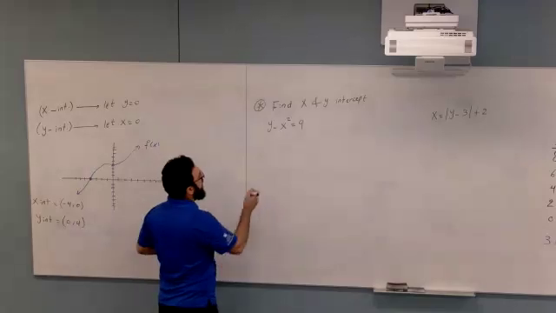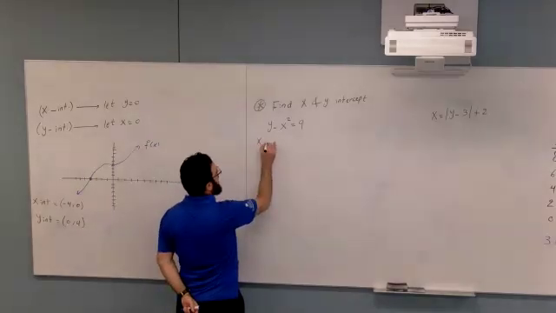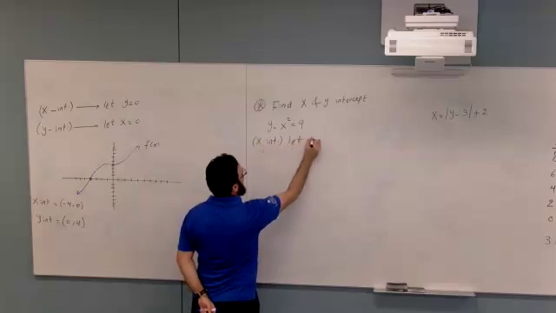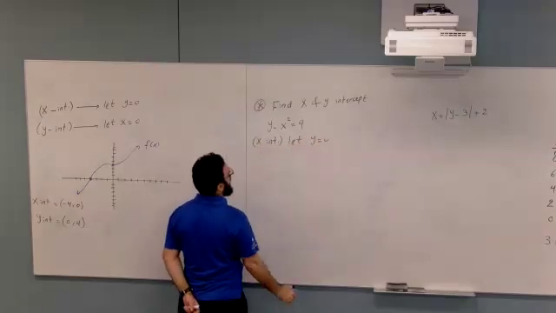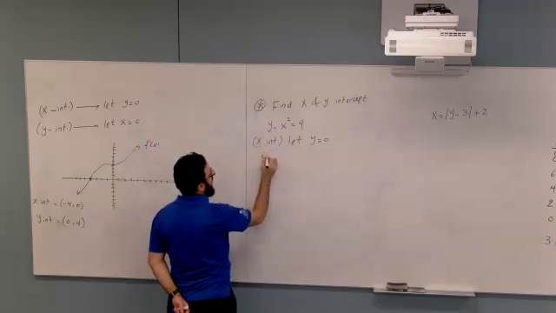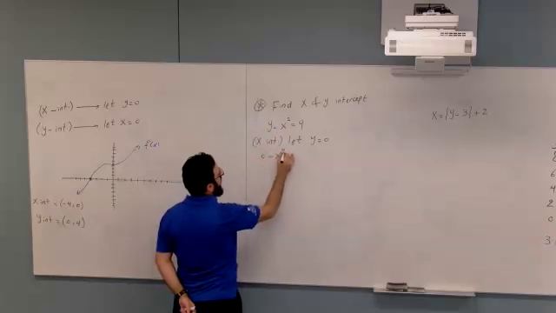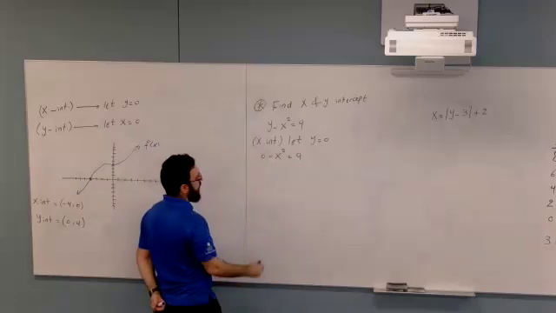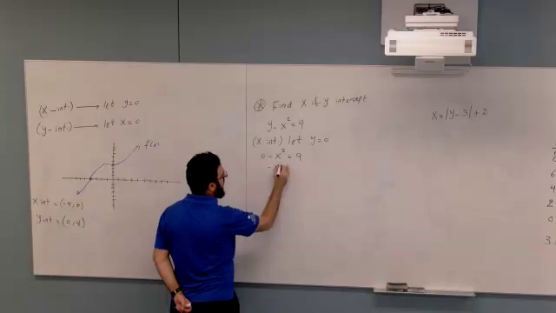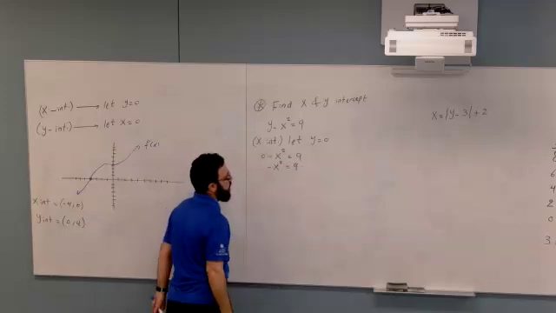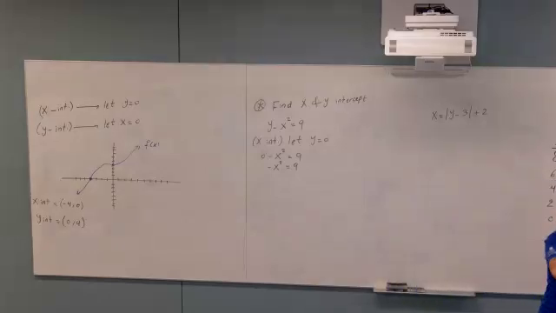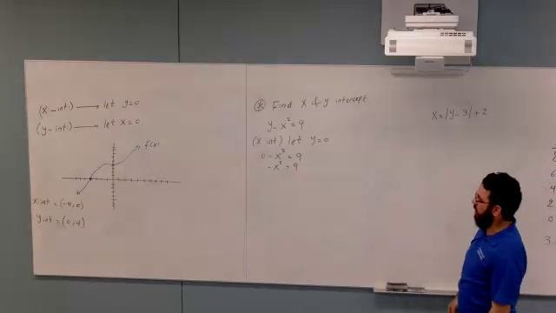So to find the x-intercept, let y equal 0. So I'm gonna put 0 here. 0 minus x squared equals 9. So what's left from here? I have to solve it now. Negative x squared equals 9. How are we gonna solve this one?